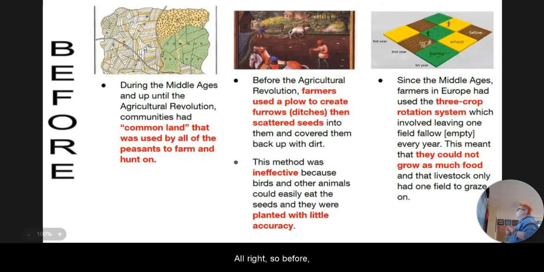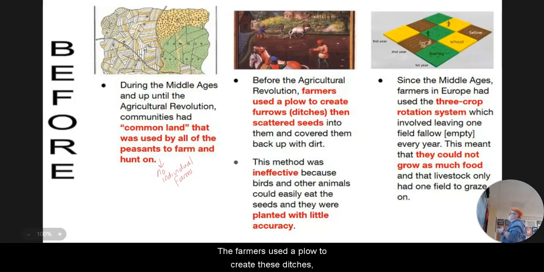All right, so before the agricultural revolution, this is what everything was like. Your focus for taking notes should be on what is in the red section. So what we had was common land that was used by all the peasants to farm and hunt on. So when it was common, it means everyone had access to it. There were no individual farms. Everyone just used the same land.